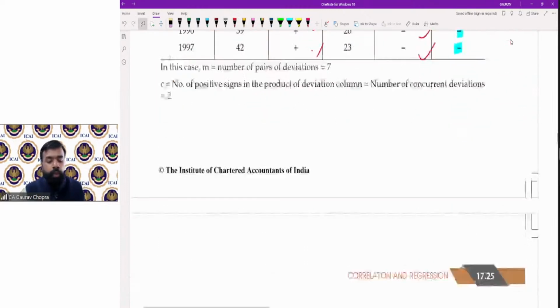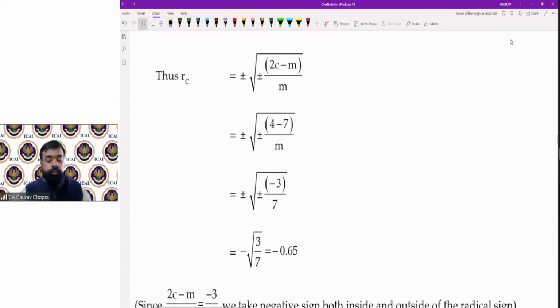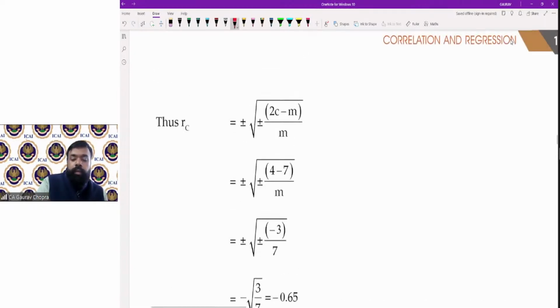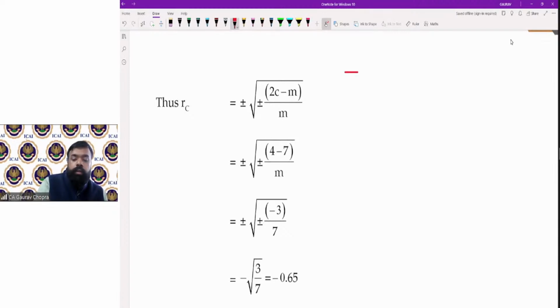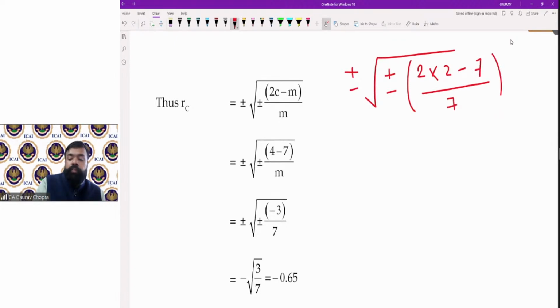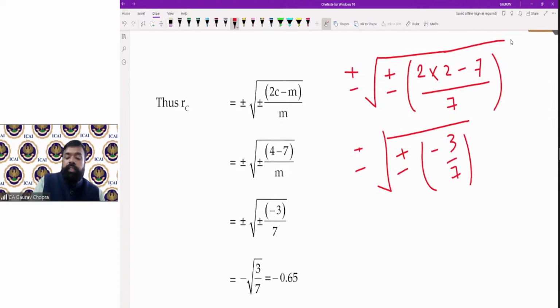Now substitute in the formula to get the result. So formula में अप्लाई किया, प्लस माइनस रूट प्लस माइनस 2 into 2 minus 7 upon 7. तो क्या रिजल्ट आ जाएगा? प्लस माइनस रूट ब्रैकेट में नेगेटिव 3/7. ना इन दोनों प्लस माइनस के पीछे लॉजिक क्या है? इन दोनों प्लस माइनस का और कोई लॉजिक नहीं है.